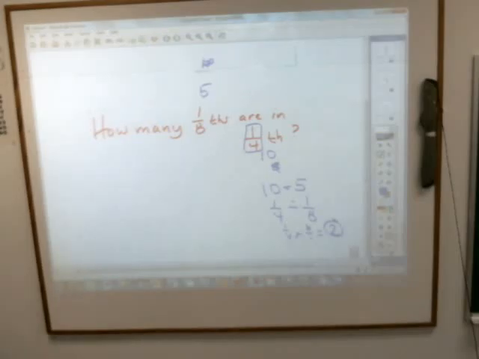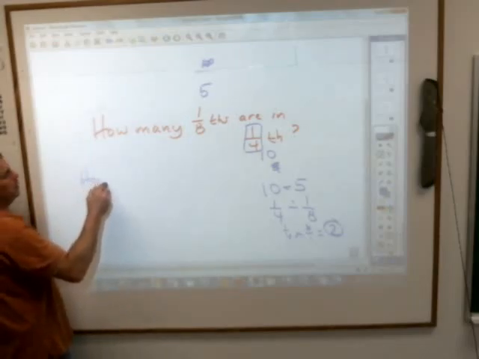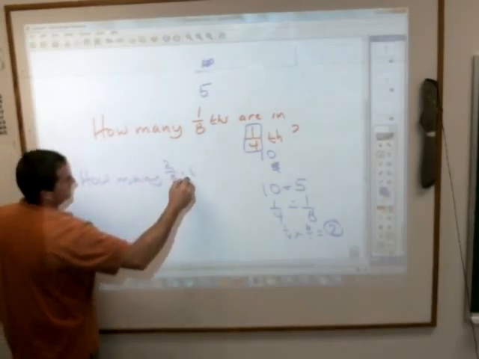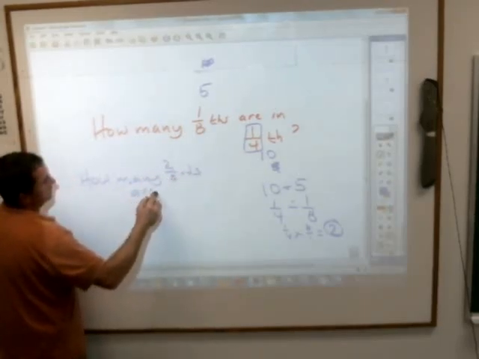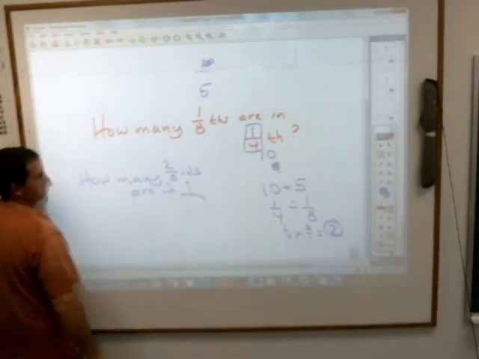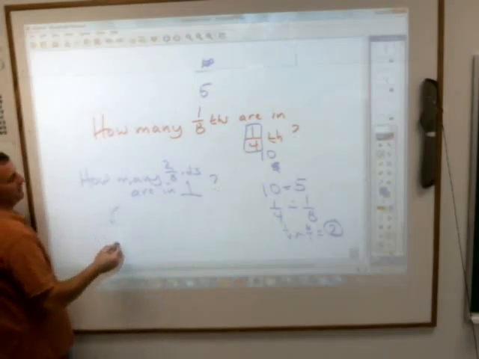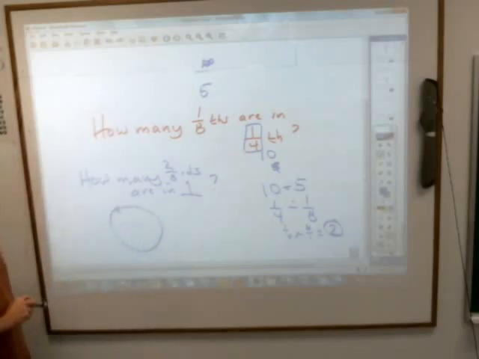Let's see if I can find something else. How about this one? How many 2/3 are in 1? In other words, you have a pizza and you're cutting it into 2/3. How many 2/3 are you going to get in that one pizza? By the way, it's in the same order as that last one.